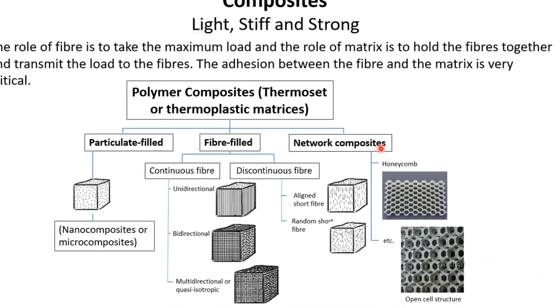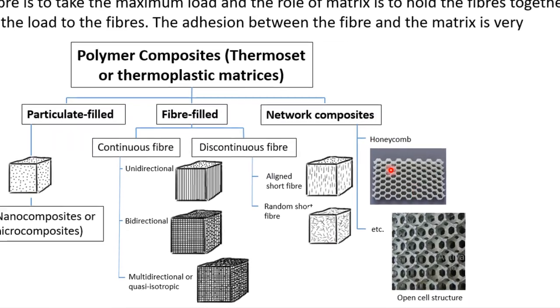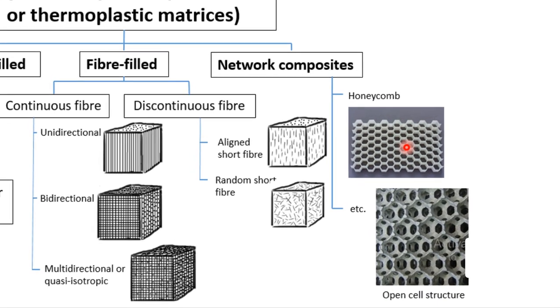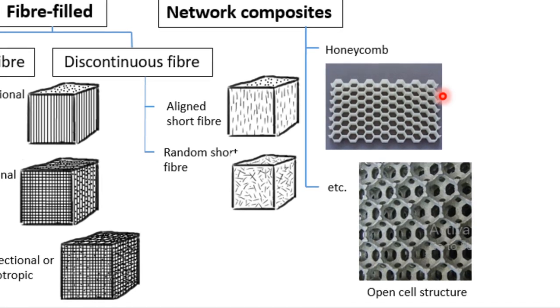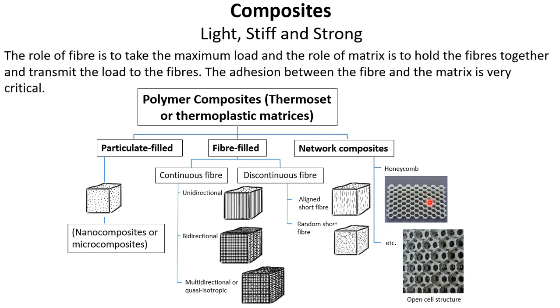The third class of polymer composites are network composites. So in this case the filler is in the form of some sort of network or some sort of structure. So for example, we have honeycomb structure here, and this one is open cell structure. So the filler material can be in the form of these cell structures, and the empty spaces can be filled with the matrix or any kind of polymer. So this will also produce a composite material. But in our case, mostly we will be talking about continuous or discontinuous fiber composites or particulate composites.